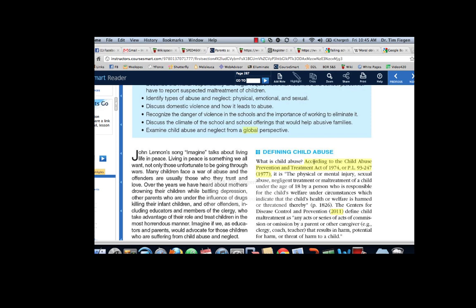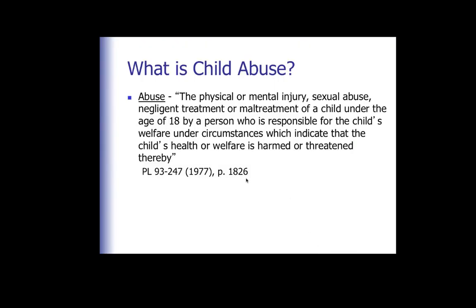First of all, what is child abuse? According to the Child Abuse Prevention and Treatment Act of '74, the first national piece of legislation, Public Law 93-247, here's the definition, and it's the same as it is here: physical or mental injury, sexual abuse, negligent treatment or maltreatment of a child under the age of 18 by a person responsible.